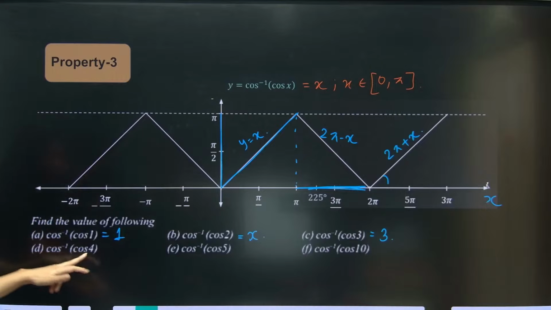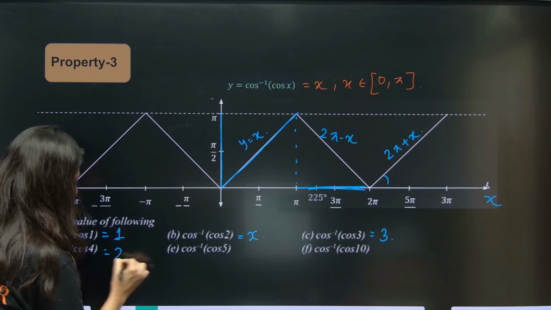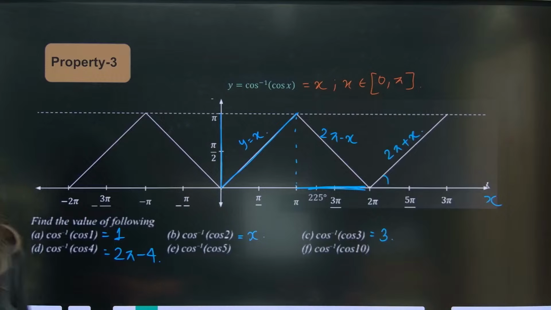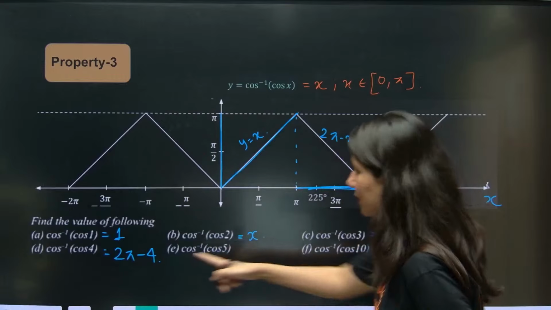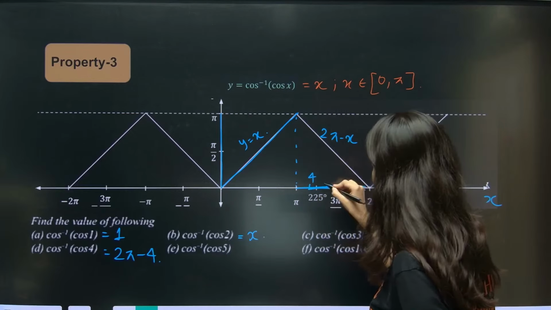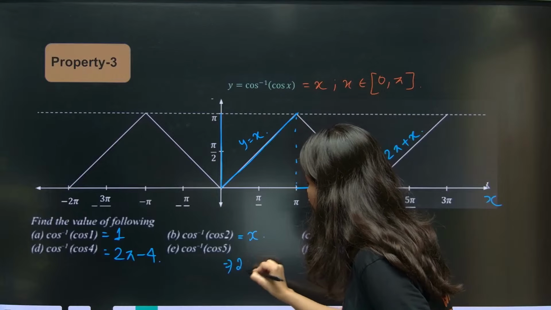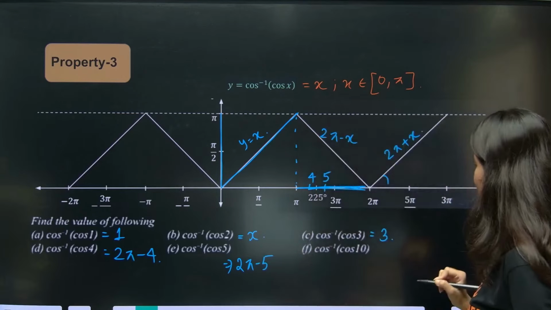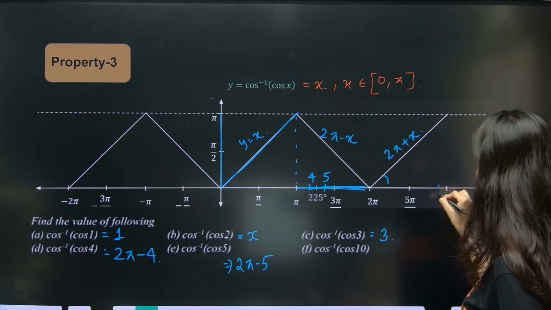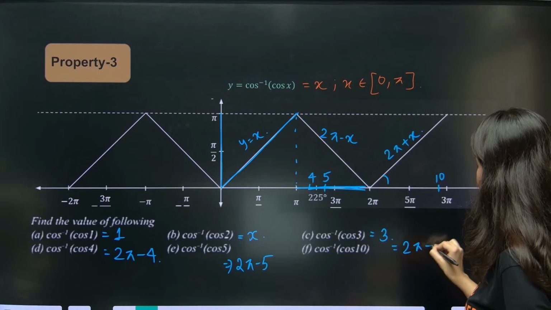Now cos inverse cos 4, this is your third quadrant. So this will become 2 pi minus 4. Okay, cos inverse cos 5. So where exactly will 5 lie? See, this is your 4. Now, this is 3, 4. This is your 4. And where is 5? 5 is also here. So 2 pi minus 5. And this is cos inverse cos 10. So 10 will lie somewhere over here, here or here. So 10 will be here. So this is 2 pi plus 10.